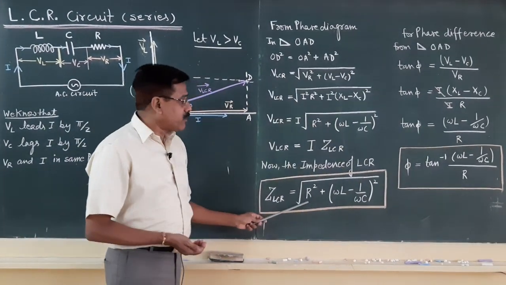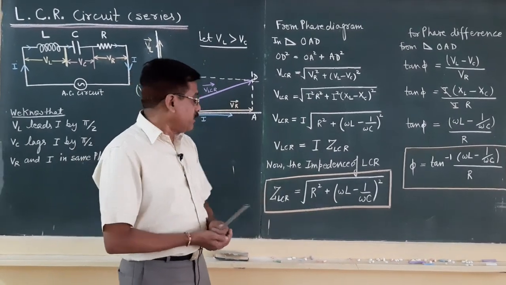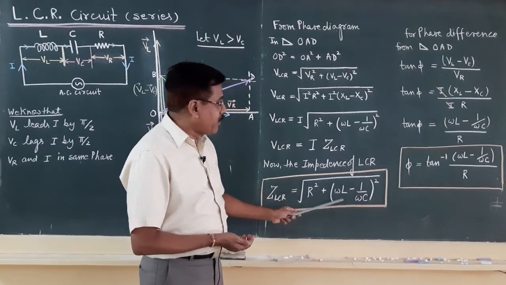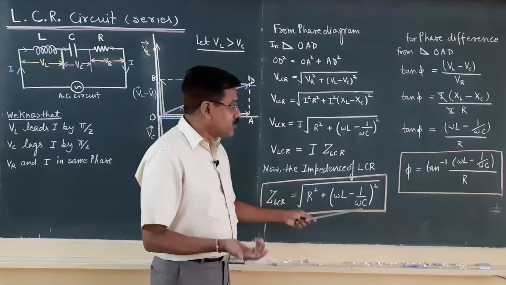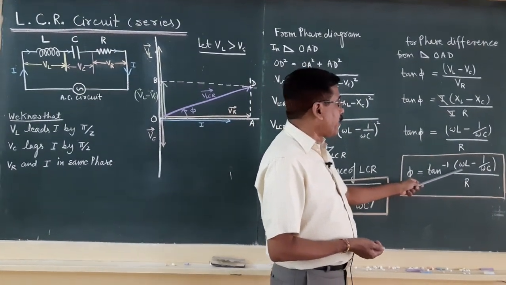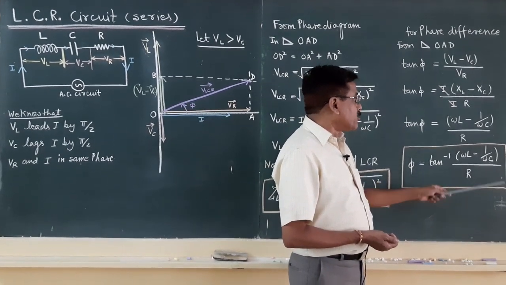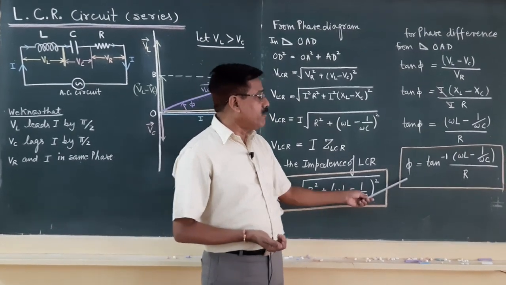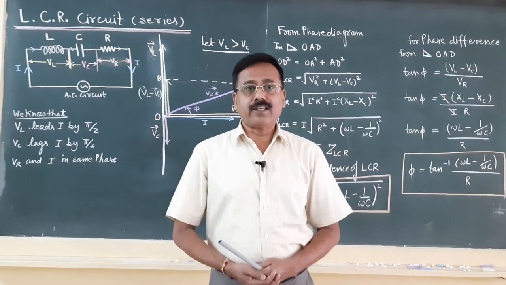This is the expression for the impedance of the LCR circuit. Important thing: the impedance of the LCR circuit is greatly affected by the term omega L minus 1 by omega C, and the phase difference phi is also greatly affected by the term omega L minus 1 by omega C. So, the effect of these two terms on impedance and phase difference we will discuss in the next class. Thank you.